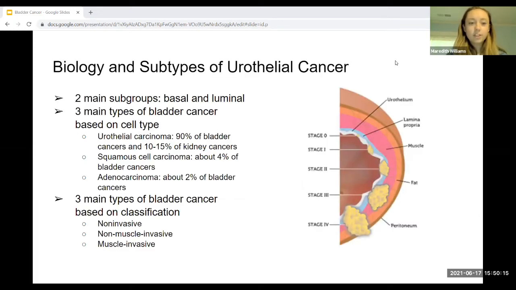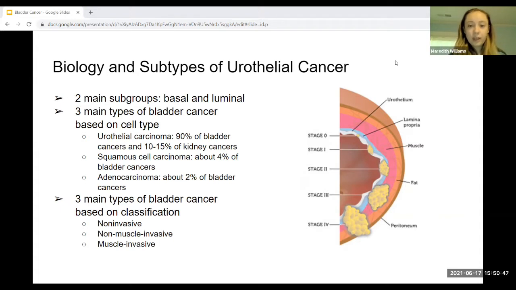First, we have the biology and subtypes of urothelial cancer, and there are two main subgroups, basal and luminal. Basal is typically more aggressive than the luminal cancers. And then there are three main types of bladder cancer based on the cell types where they originate. Urothelial carcinoma usually makes up 90% of bladder cancers, and even 10 to 15% of kidney cancers.